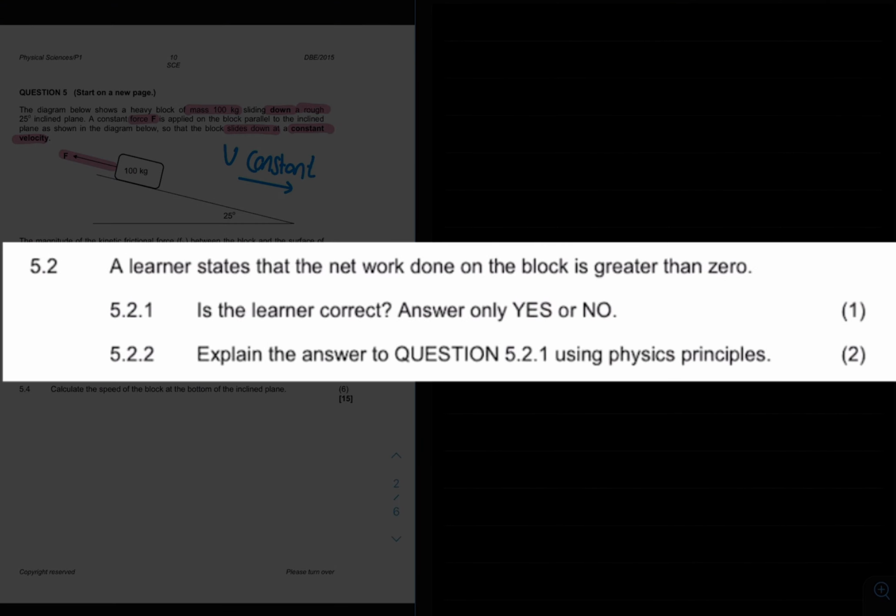In 5.2, a learner states that the net work done on the block is greater than 0. 5.2.1 says, is the learner correct? And in 5.2.2, we are asked to explain using physics principles.